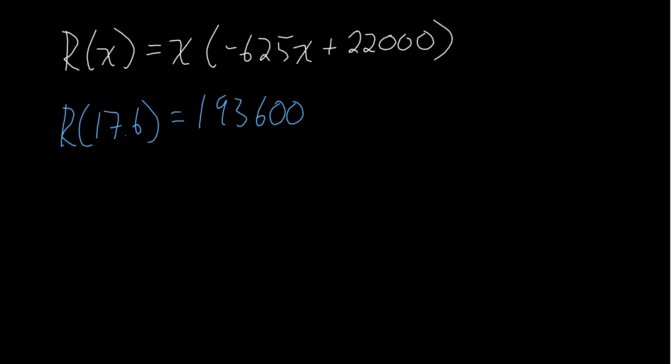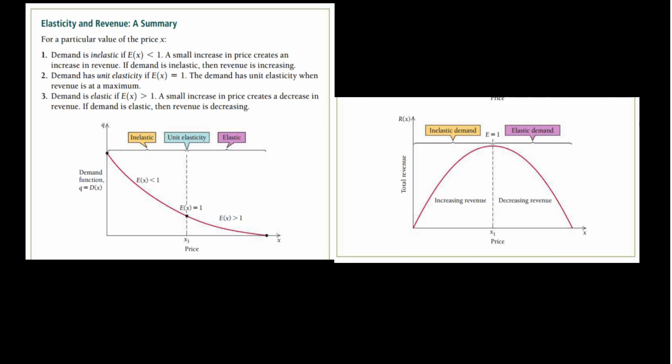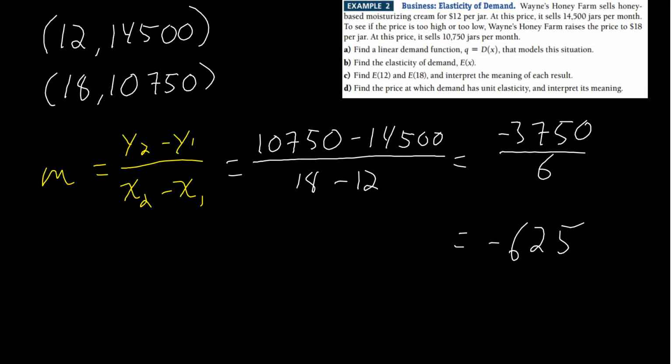Okay, and so 193,600 is how much we can make, and well, I guess that's about it. There's not too much else we can do. Yeah, okay. So we make our maximum revenue when we sell these jars of honey for $17.60.